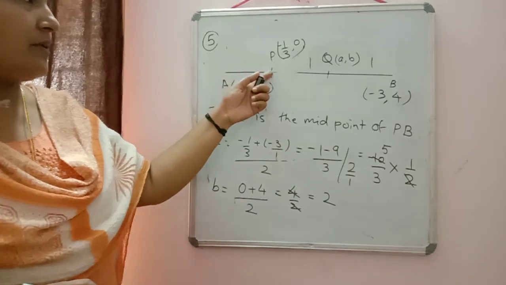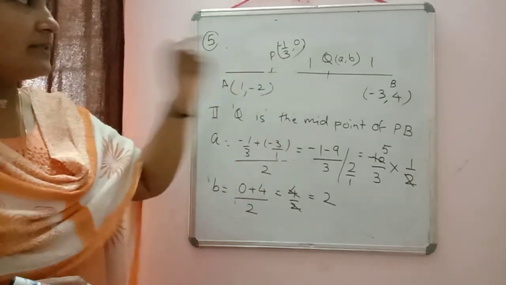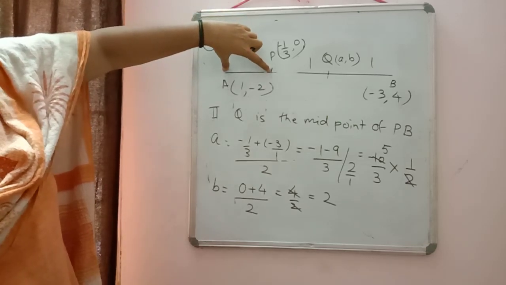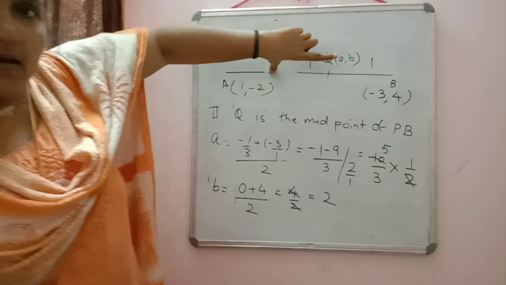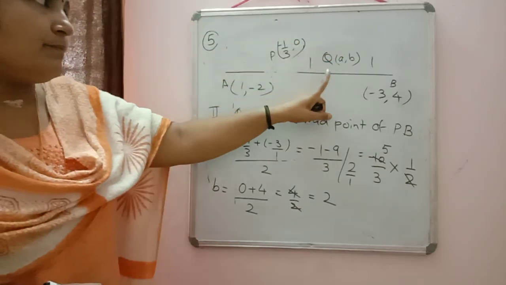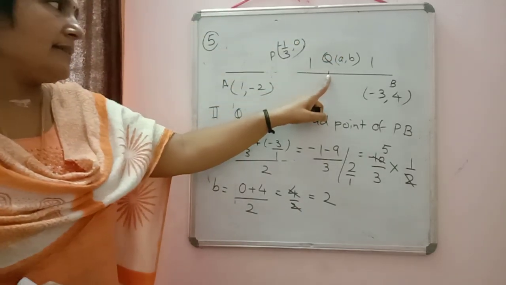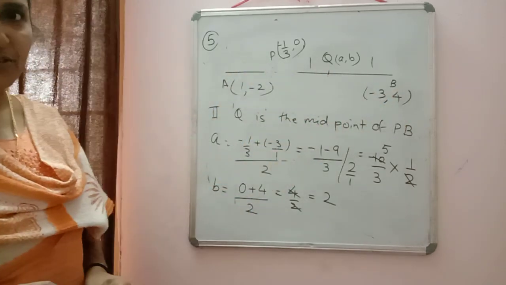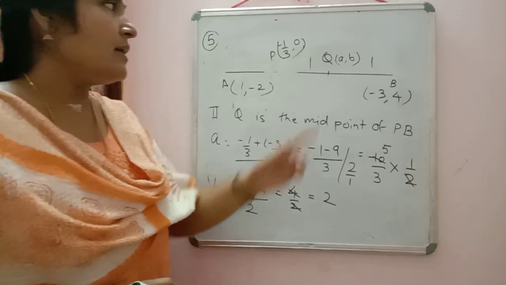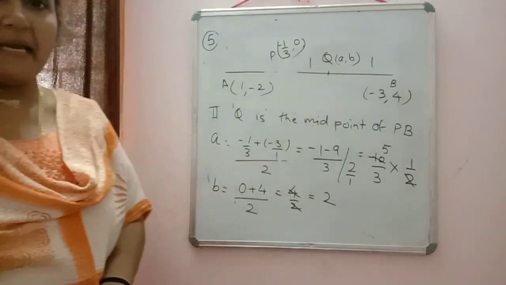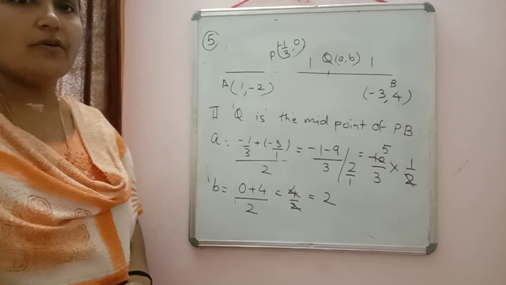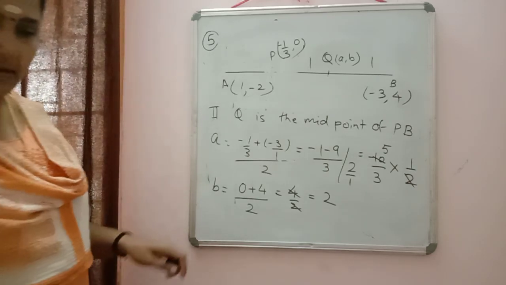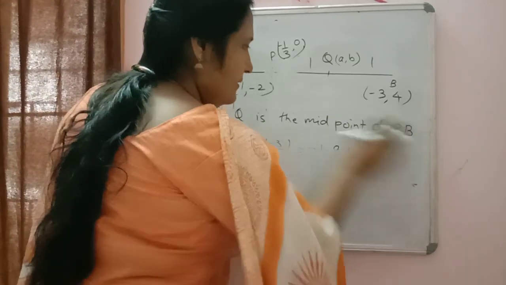First we have taken the coordinate of P. How did we get the coordinate of P? P divides AB in the ratio 1 and 1 plus 1, 2. And then to calculate the coordinate of Q, two methods are there. Either Q divides AB in the ratio 2:1, or another method is Q is the midpoint of PB. So, which one is easy for you? You can use that method. Okay. Now, we will do the next question.